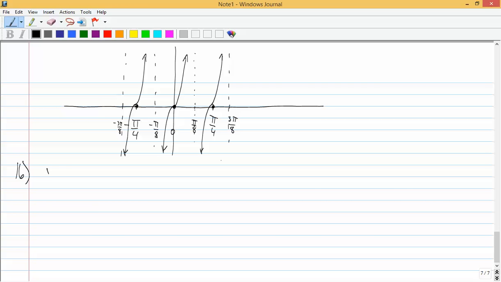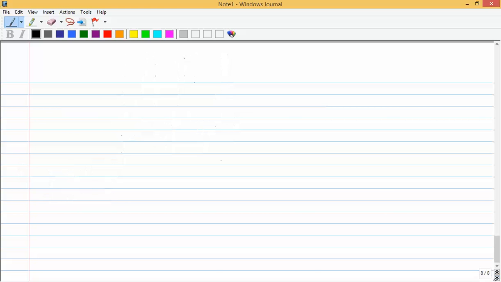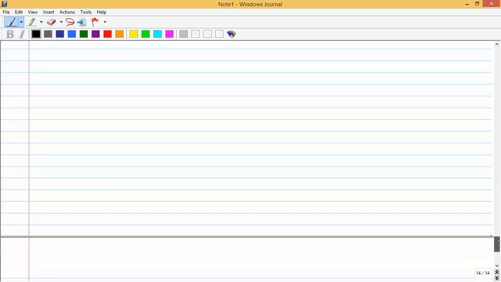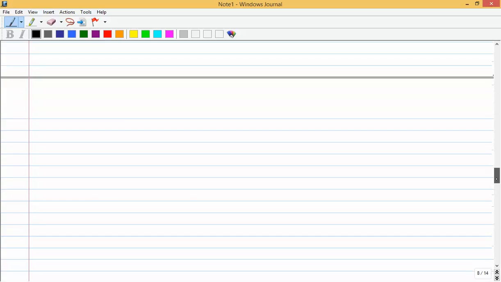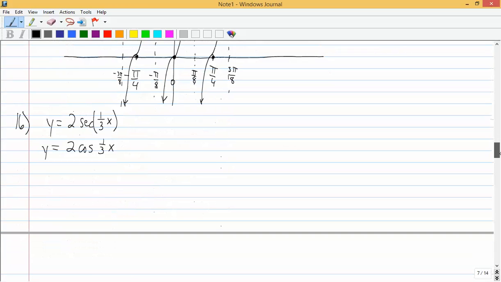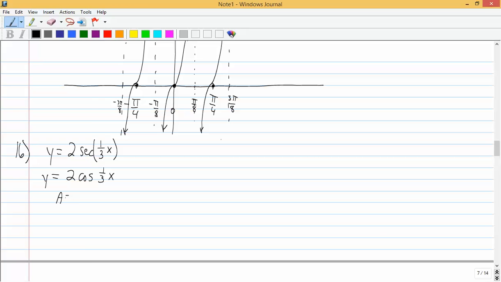Number 16, y equals 2 secant of 1/3 x. When graphing secant, we actually want to first graph cosine. Okay? And remember, when graphing sine, cosine, secant, and cosecant, we have to know the period, the subintervals, and all that kind of fun stuff. The amplitude. So the amplitude for this graph is the absolute value of 2, which is 2.